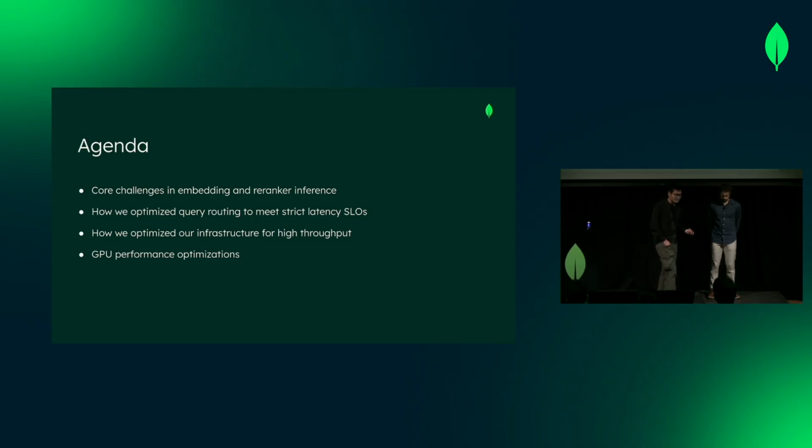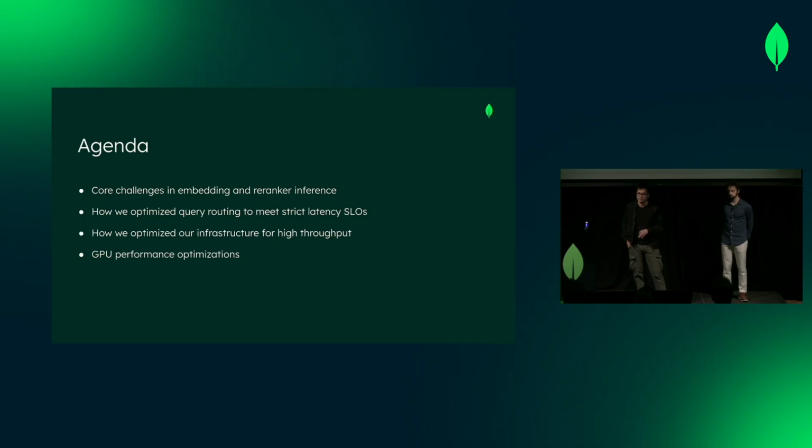So a quick agenda for today. The talk's going to be split up into roughly 4 parts, and we'll make our way top-down through the system. We'll first take a step back and discuss some of the core challenges we face when developing an efficient inference platform for embedding and reranker models. And then we'll dive into our query routing layer and see how we optimize it to hit our strict latency SLOs. And then next, we'll touch on aspects of our infrastructure and see how we optimize our GPU cluster for high throughput. And then finally, we'll take a deep dive into some GPU performance optimizations.